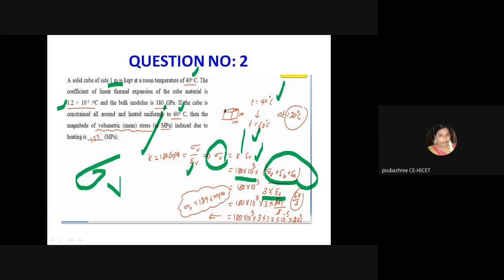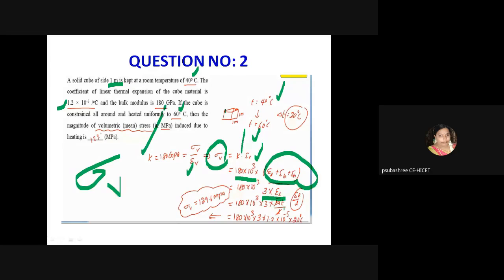So the epsilon L linear strain is equal to the change in breadth and change in height. So you should also write here 3 into epsilon L. Epsilon L means change in length. You substitute the K value, 180 into 10 power 3 into 3 into epsilon L. How to calculate the change in length? Due to the induced thermal stresses, L into alpha T.